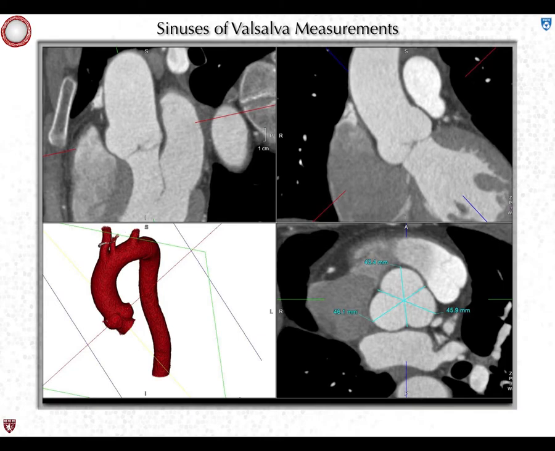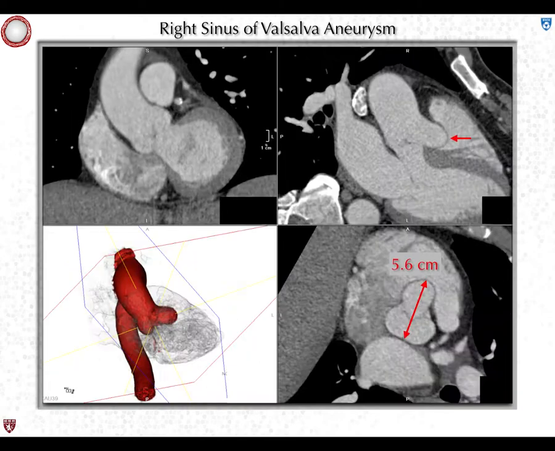This is an example of the sinus of Valsalva measurement. We measure cusp to commissure. That's how we do it for all three cusps, and we include the wall in the measurement. This is an example of an abnormal. Here you can see that this is 5.6 centimeters in the right sinus of Valsalva. This is a right sinus of Valsalva aneurysm.